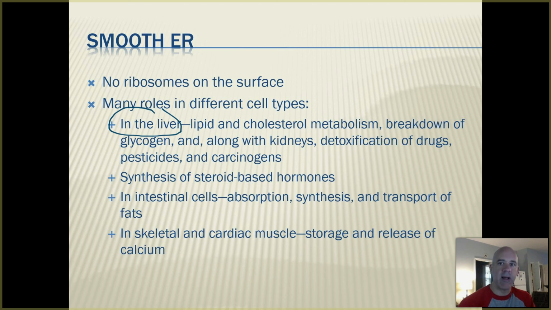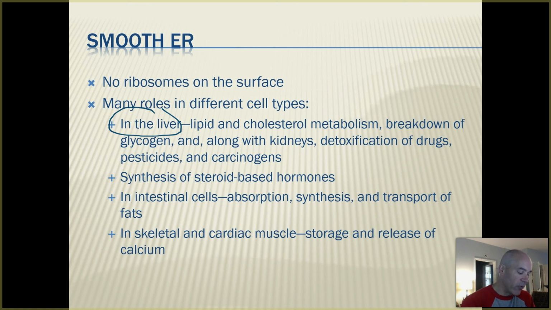The liver has to break down glycogen, which is, again, a starch. Glycogen is just chains of glucose sugars that are stored inside the liver and also in your skeletal muscles for time periods when you need a quick burst of energy. So in the liver, the smooth ER carries out some of those functions.